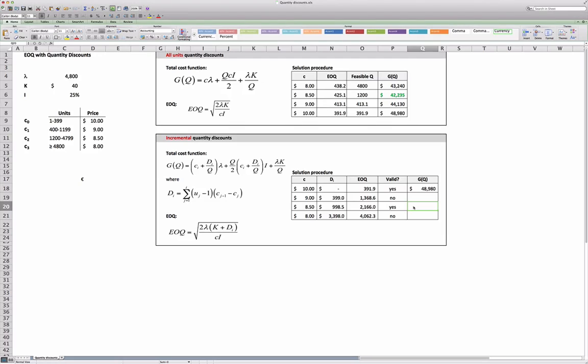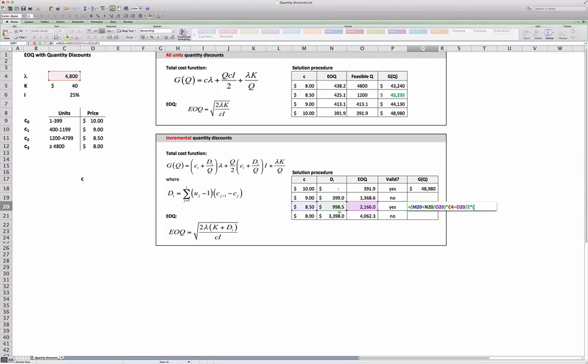Now what I want to do is calculate the total cost associated with the other valid solution with an EOQ of 2,166. And I will simply implement the formula that is shown right here. So the total cost will be the sum of, now in parentheses, the unit cost, in this case $8.50, plus our quantity discount adjustment of $998.50, divided by the relevant ordered quantity times lambda. And these would be my total acquisition cost.